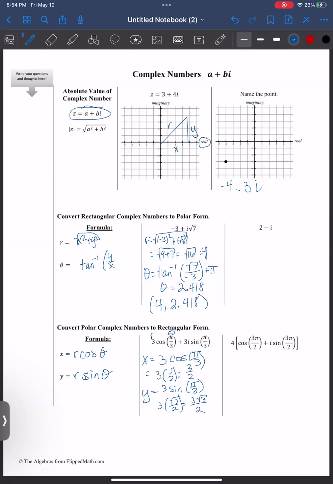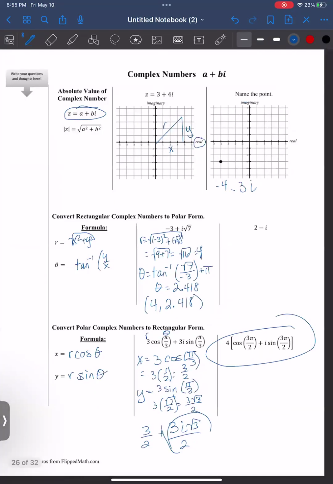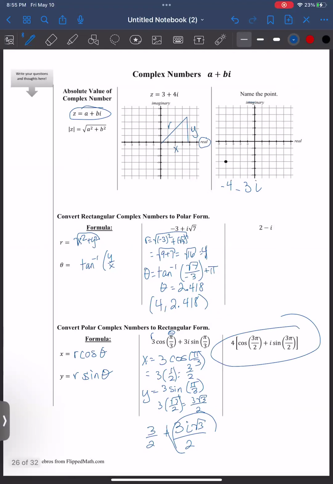Meaning that when I write this, it's going to be written as 3/2 plus 3i square root of 3 over 2. So this is the value that's going to get that i because it is complex, right? So I'll let you try this one on your own as well. We can go over that tomorrow, but that is the end of 313.